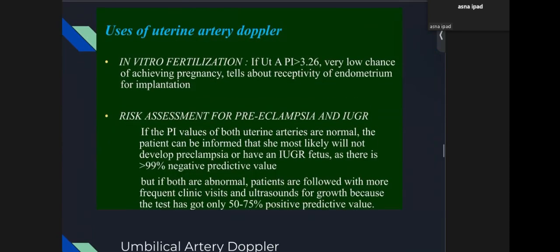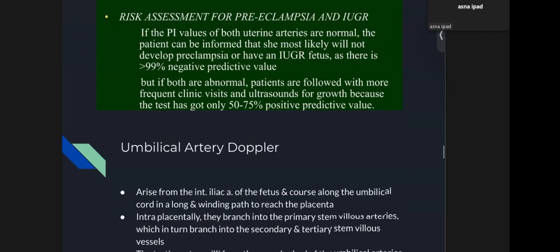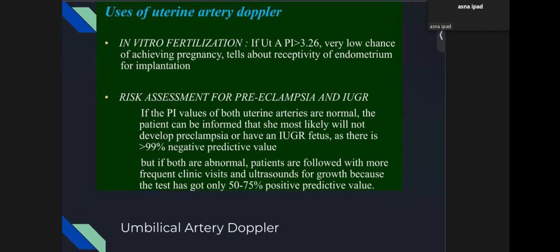Uses of uterine artery Doppler. It is used in in vitro fertilization: if the patient's uterine artery PI is more than 3, there is a very low chance of achieving pregnancy. This tells us about the receptivity of the endometrium for implantation. The risk of preeclampsia and IUGR can be assessed. If the PI of both uterine arteries is normal, the patient can be informed that she most likely will not develop preeclampsia or have an IUGR fetus, as there is more than 99% negative predictive value.